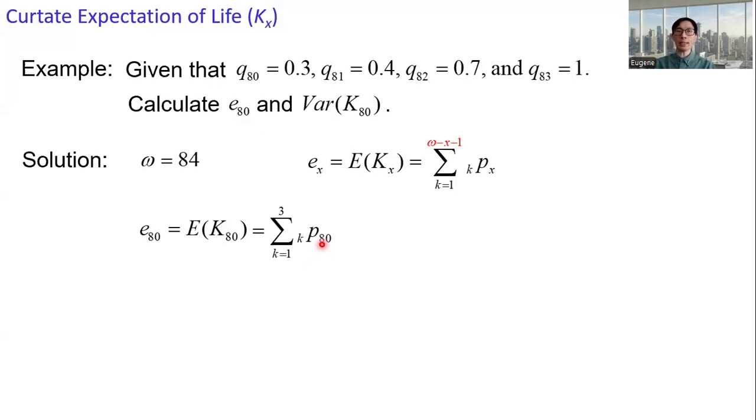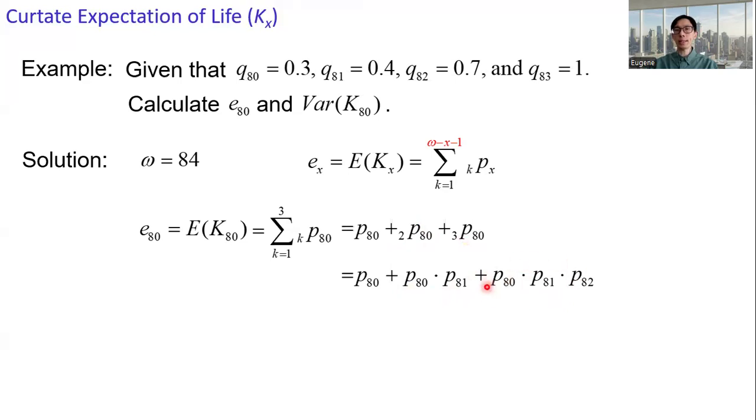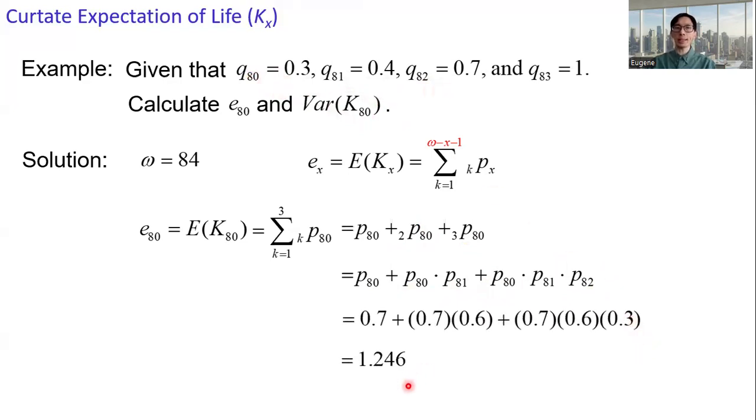All right, kp80. So this is p80, 2p80, and 3p80. We get these from the 1-year mortality probabilities. So p80 is simply p80, 2p80 is p80 times p81, and then 3p80 is p80 times p81 times p82. We get each probability by taking 1 minus the q's. And we get e80 equals 1.246.